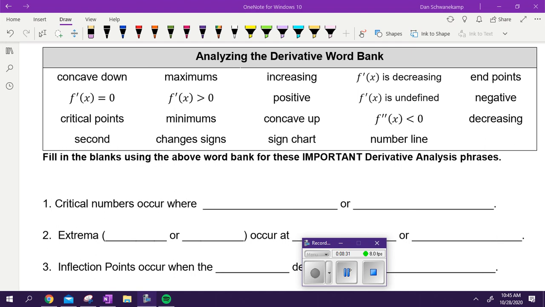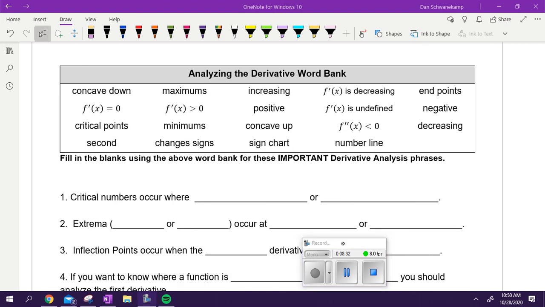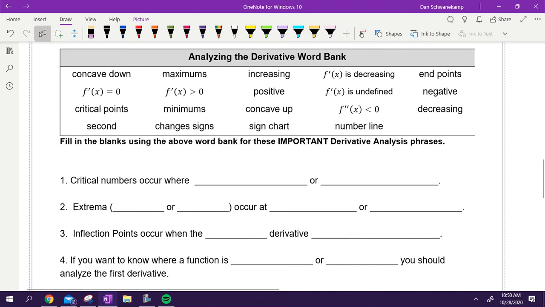Go. So we are filling in the blanks more than anything else. This is just getting your mind on the right track. When you see this vocabulary, when they ask you a certain question, hopefully your brain will be in the right direction. Critical numbers occur where? Max H, when do critical numbers occur?